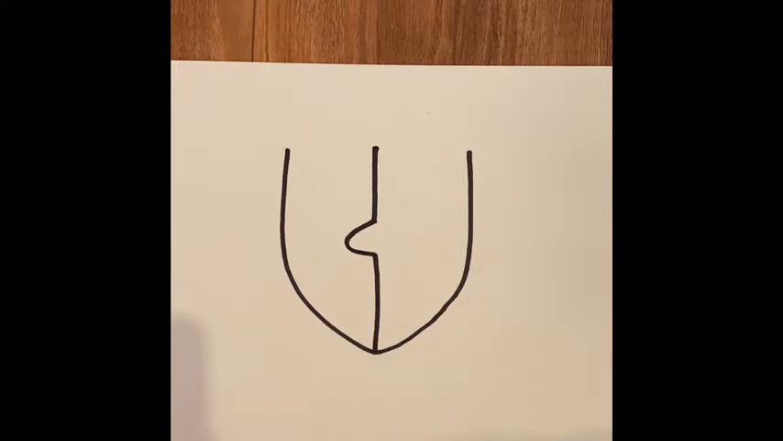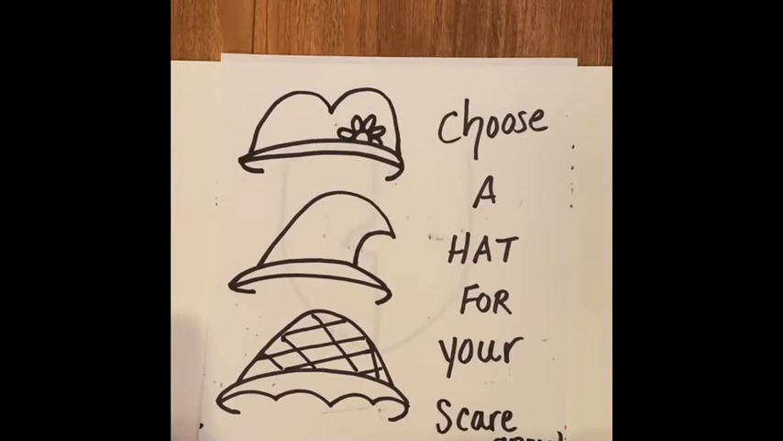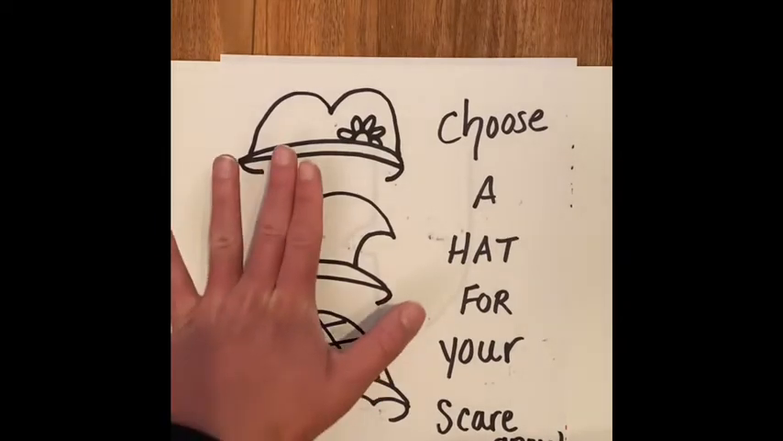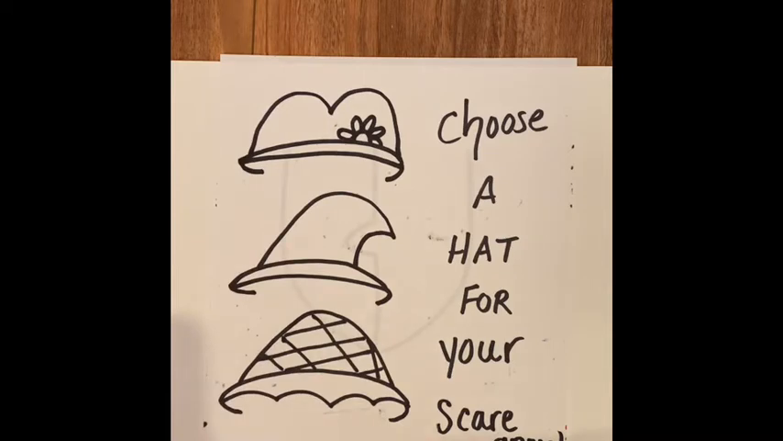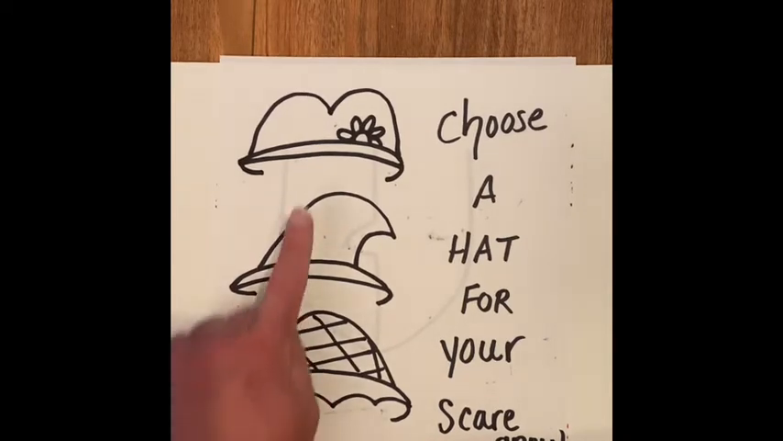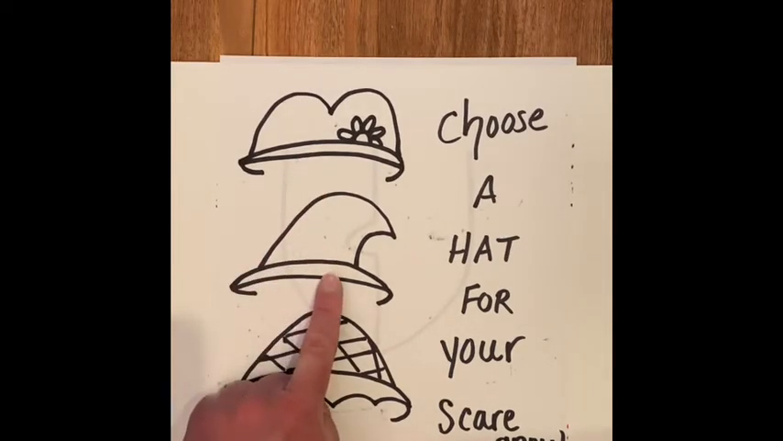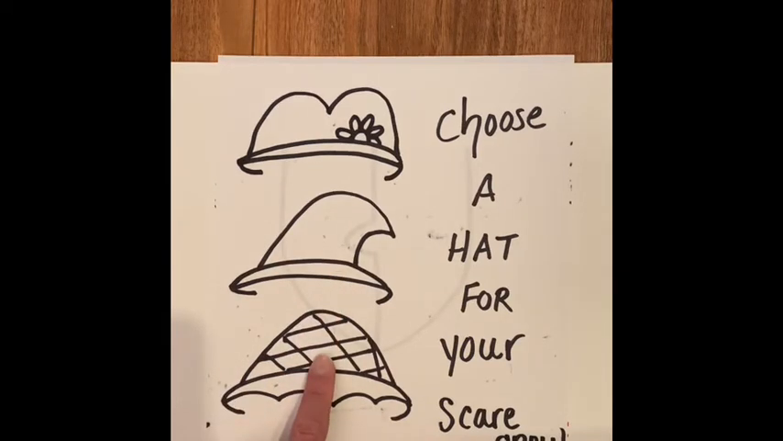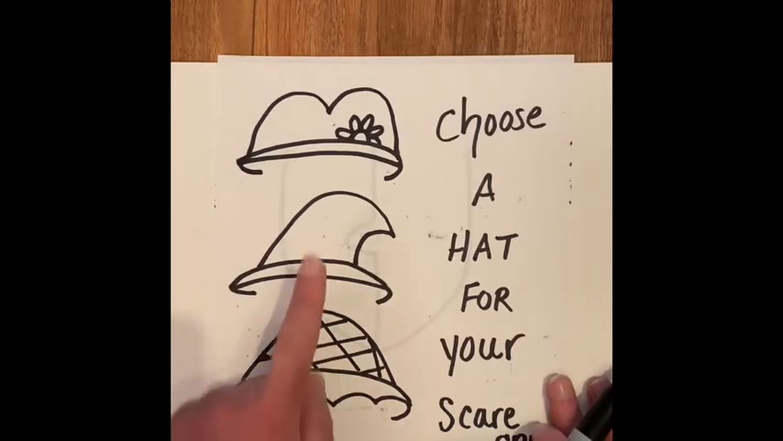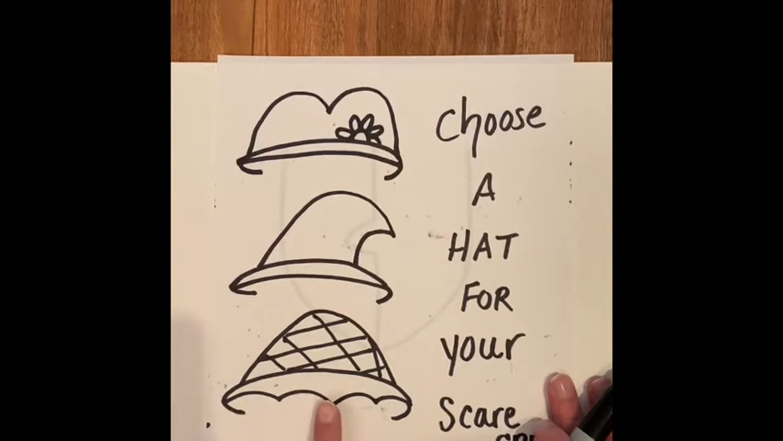In the PowerPoint, you'll notice that I have 3 different examples of hats that you can choose from. You can pick whichever one you like. They pretty much all start the same. On the bottom brim of the hat, the top part is just what's a little different. If you have a slightly different idea of the hat that you like to make for your scarecrow, of course, you can add your own choice that's different from these 3. I think I'm going to pick this one right here.